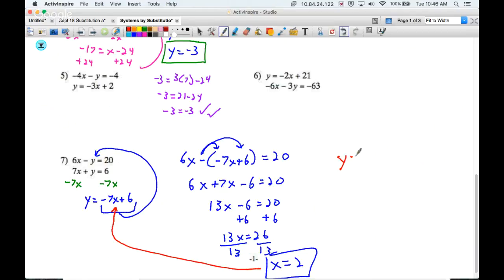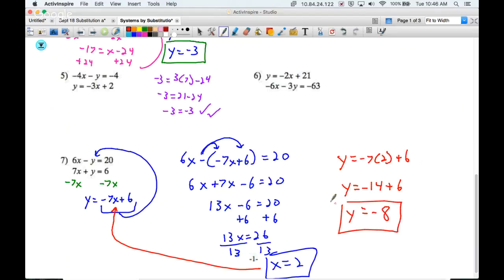That's going to get us y equals negative 7 times 2 plus 6, y equals negative 14 plus 6, y equals negative 8. Double check with our second equation. Let's just do it out loud. 7 times 2, that's 14, plus a negative 8, or minus 8, is 6. 14 minus 8 is 6. That is correct.